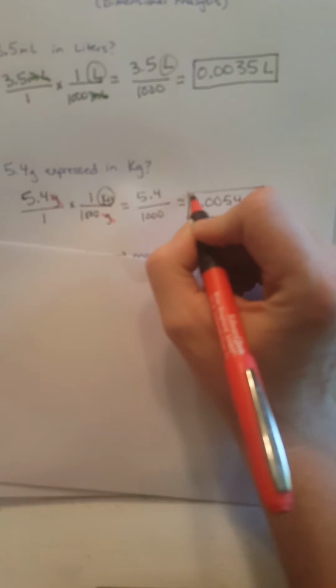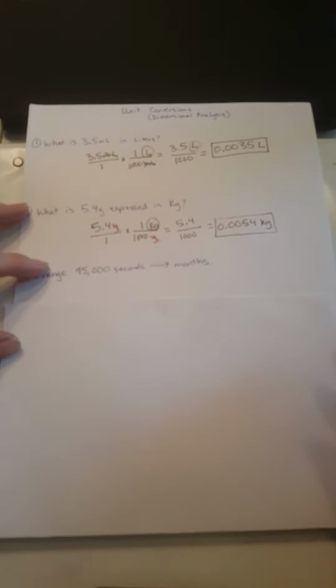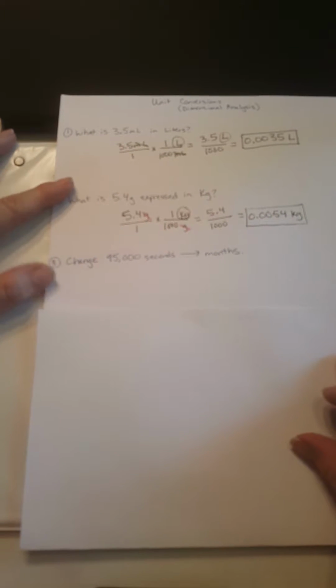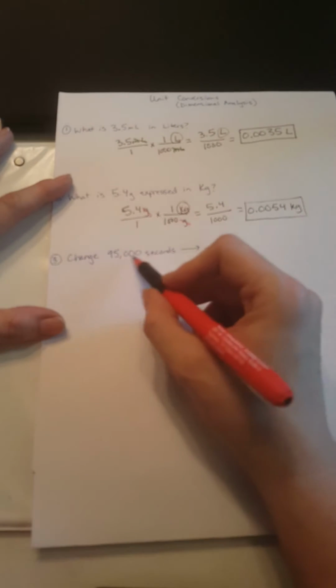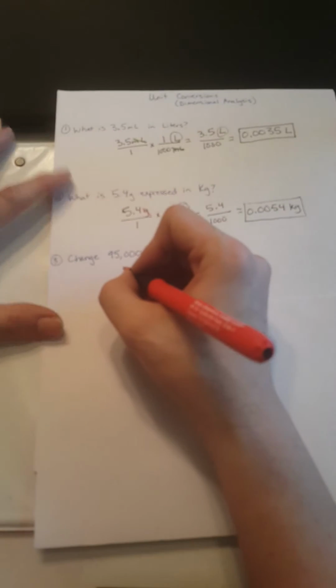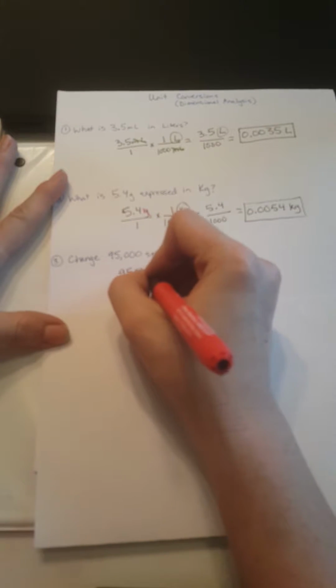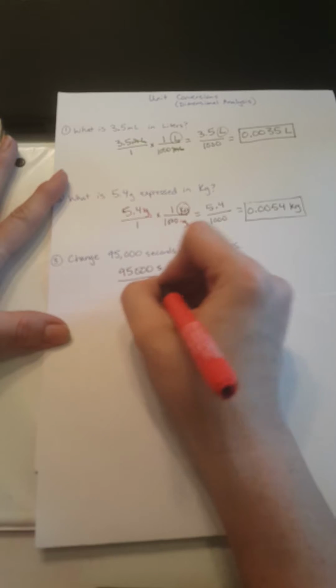change 95,000 seconds into months. So this is no longer our metric system, and we have our SI units, but we want to change them into months. So 95,000 seconds over 1. And I'm going to try to multiply by something that has seconds in the denominator.